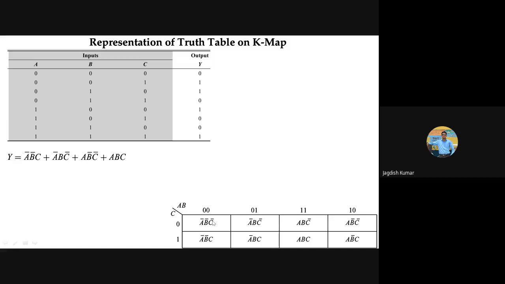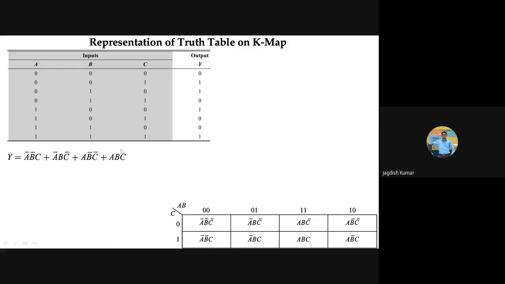We have to locate all the positions in this K-map where these terms are appearing and place a 1 at those respective places. That's it. So where is A bar, B bar, C sitting? A bar, B bar, C is sitting here, right? So there will be a 1 here. You have to place a 1 here. Similarly, A bar, B, C bar, so you will place a 1 here.